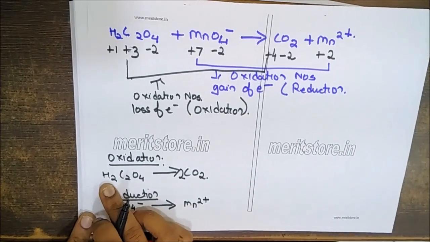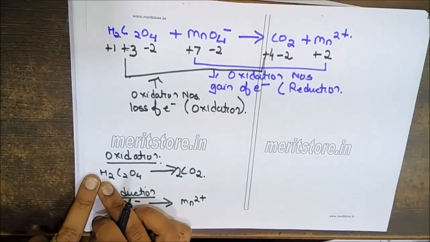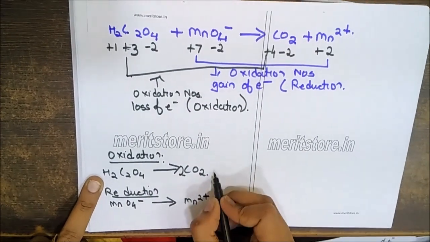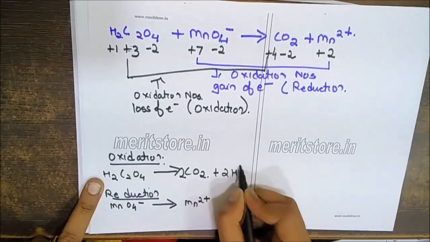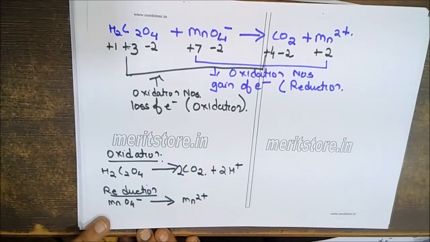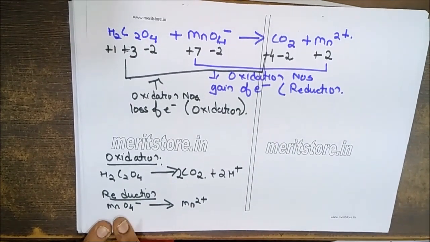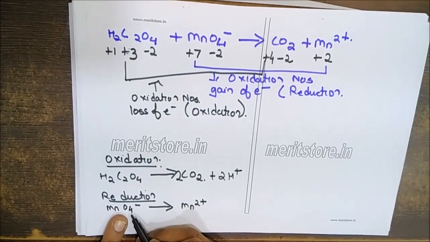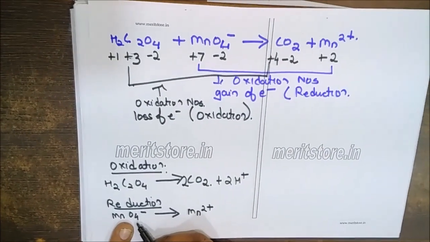Now I need to balance my hydrogen atoms. On my left hand side, there are 2 hydrogen atoms here. But on my right hand side, there is none. So I will have to add 2H plus. Alright. Now the same steps we are going to repeat for the reduction reaction. See, in the reduction reaction we have 4 oxygen atoms on my left hand side.